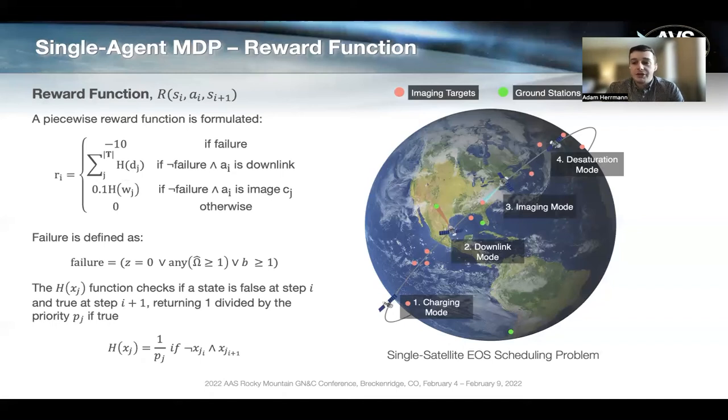The agent receives -10 if it fails to manage any of its resources. If the agent enters the downlink mode, we loop through all of the targets available to it and check: was the target downlinked for the first time? And if so, 1 over the target priority is returned. If an imaging mode is entered into, we look at that target and ask, is this the first time that it's been imaged before? If so, a small reward bonus is applied. And otherwise, we just return 0 reward.